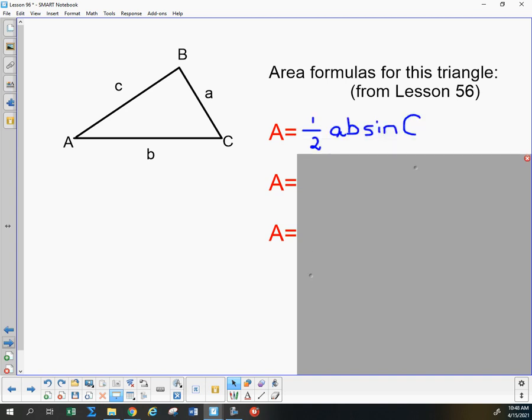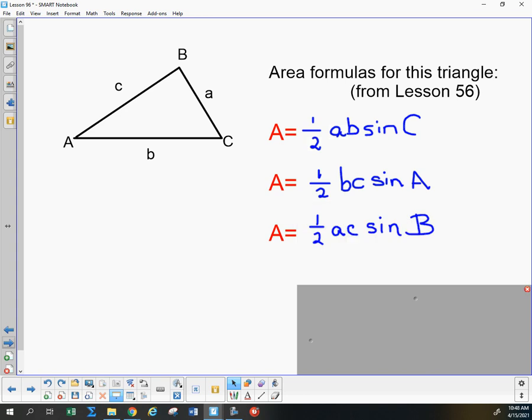We know that I could take 1/2 times one side times another side, and then the sine of whatever angle happened to be between those two sides. In this case, angle C is between sides A and B. Or I could have taken sides B and C, and then the angle between B and C would be A, so I'd have to use 1/2 BC sine A. Or I could use sides A and C, and then it would be angle B that's in between there, so I'd have to have 1/2 AC sine B.